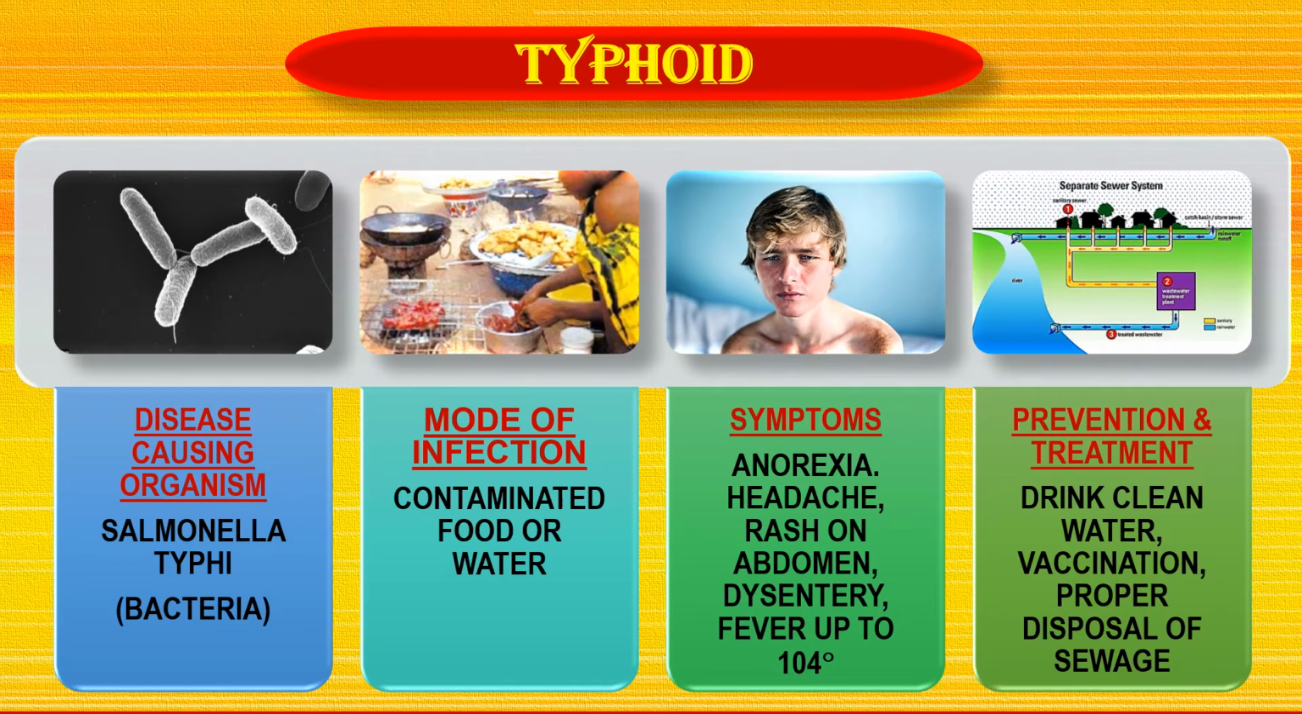How do we prevent typhoid? By drinking clean water, vaccination, or proper disposal of sewage. Now, sewage is the water that you get from your toilet, bathroom and the kitchen. It is polluted or contaminated water, and that water cannot be just disposed in your surrounding areas. It has to have a separate sewer system, pipelines going and taking it to the sewage plant.